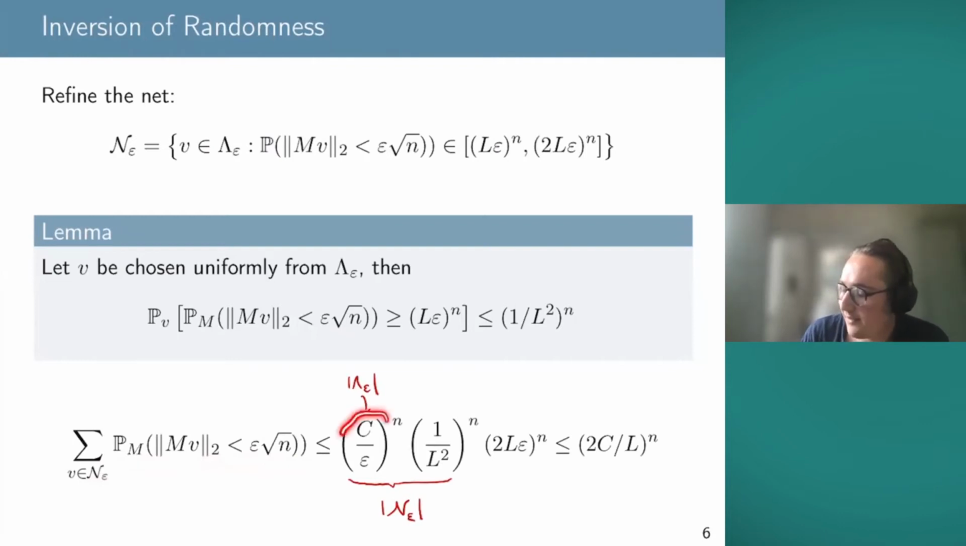Well, this was the size of my original net, but I've just said that the probability that a random V lands in lambda epsilon is 1 over L squared to the n. So this whole thing here is an upper bound on the size of my new refined net, n epsilon. Now I can bound this probability, the probability that V gets mapped close to 0, by 2L epsilon to the n by definition. And what I get is something exponentially small if I choose L large enough.